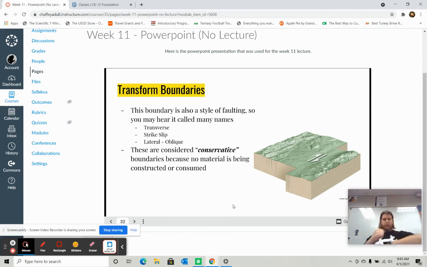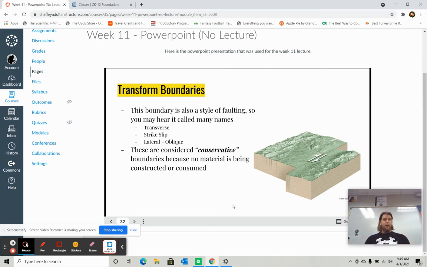The old cold slab was going down into the earth and being destroyed to create the volcanic arc, which would be a continental volcanic arc. And then with divergent plate boundaries, the new material is coming up. So in those ones, either material is being created or brought up, or it's being destroyed.